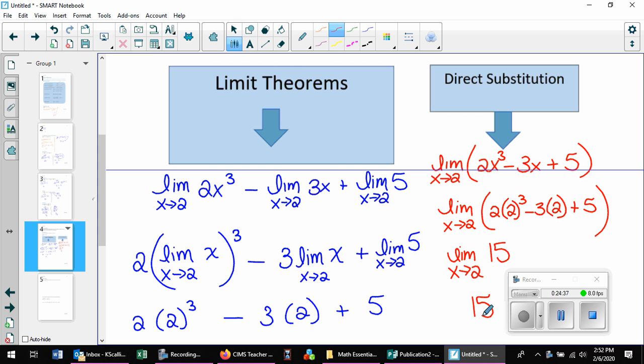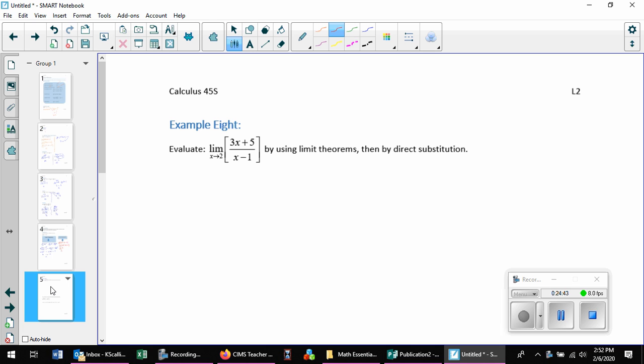Any questions, Kale? Okay. I want you to do this one. I'm going to hit pause. Dale, you do this. I want you guys to bust this out using limit theorems. I want you to fully break it out like I did.